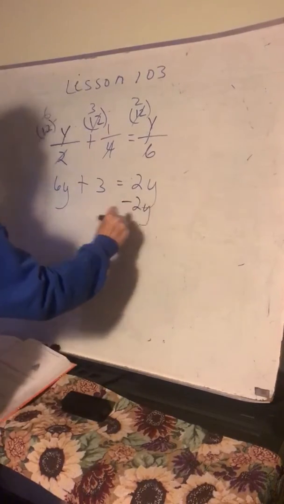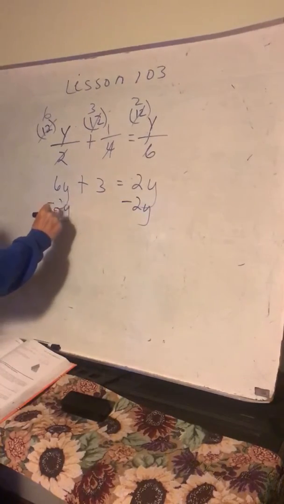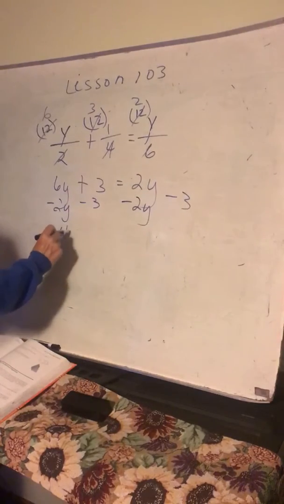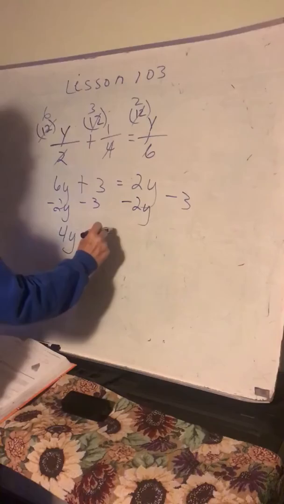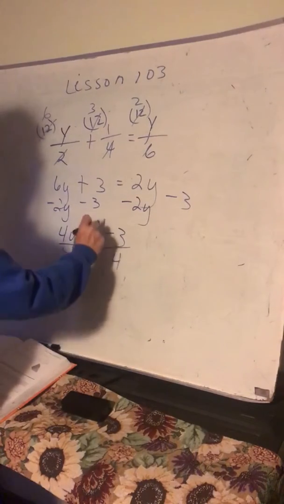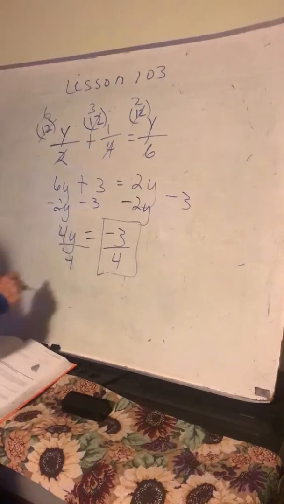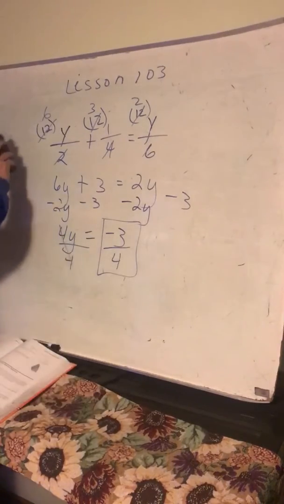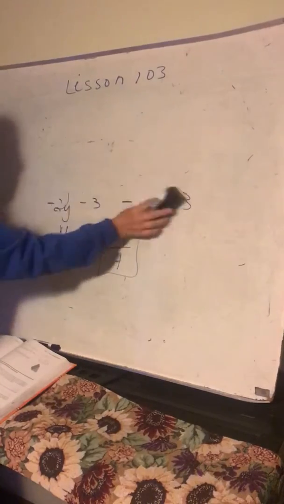We'll minus 2y and minus 2y here, and minus 3 and minus 3 over here. We end up with 4y equals -3. Divide by 4, divide by 4. The answer is -3/4.